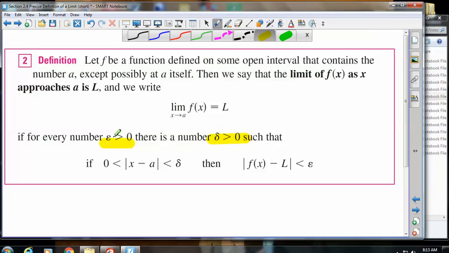Epsilon, for every number epsilon greater than 0. So for every positive epsilon, there is a positive delta, so that if the distance between x and a is smaller than delta, the distance between f of x and L is smaller than epsilon.